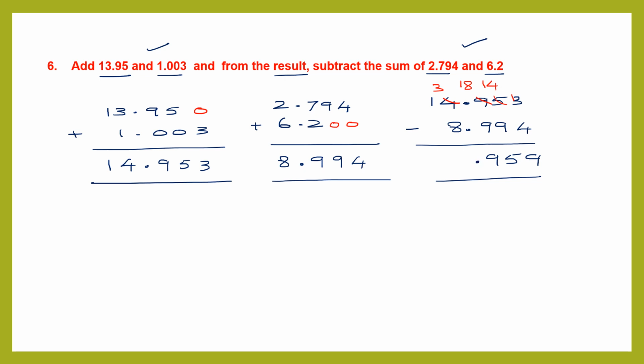Now let's put the point. Here we need to borrow again. So this is 13. 13 minus 8 is 5. So our final answer here is 5.959. So when we have many steps, the final answer will be what we get in the last step.